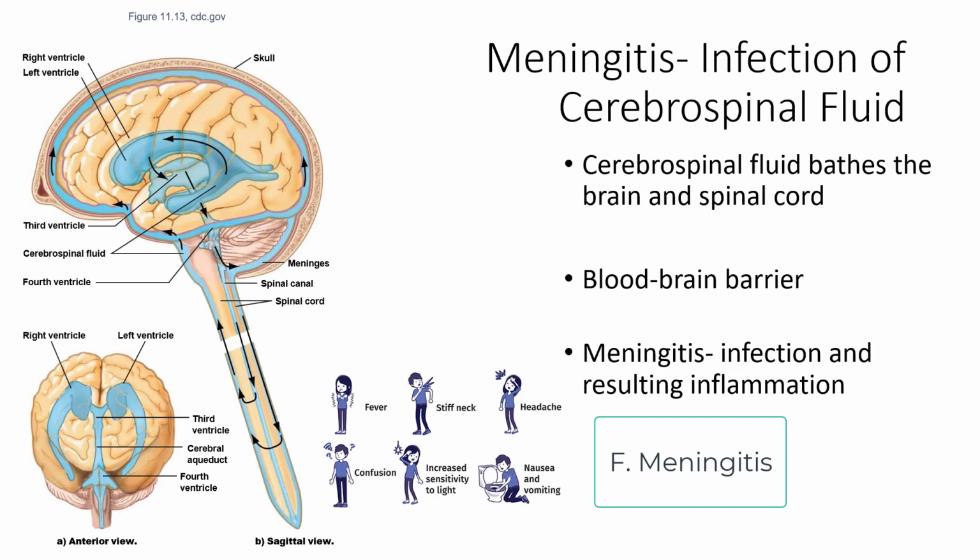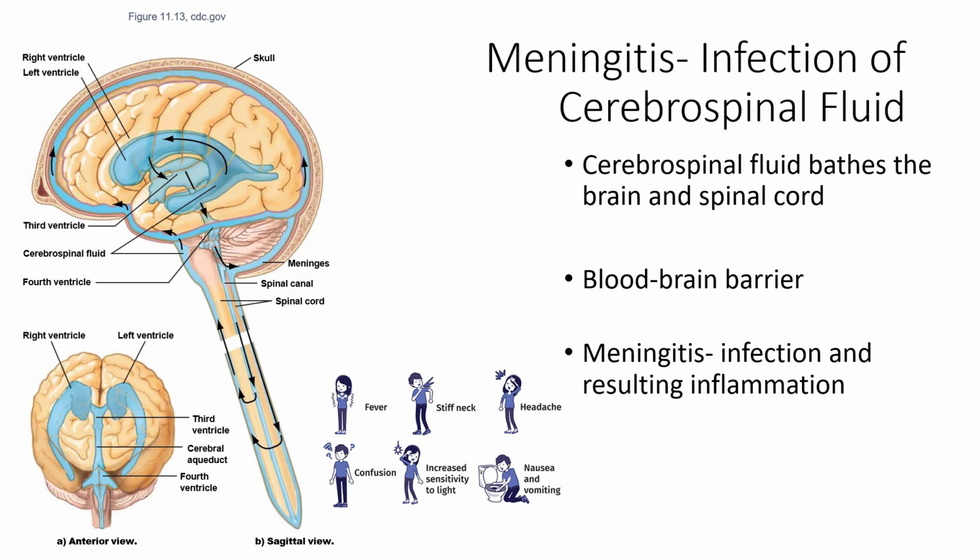Meningitis is an infection of the cerebral spinal fluid that bathes the brain and the spinal cord. So you can see here that we do not have blood directly on the brain. That's good because blood contains a lot of amino acids, and amino acids are very similar to neurotransmitters. Instead, you have cerebral spinal fluid, which gets the nutrients to the brain.